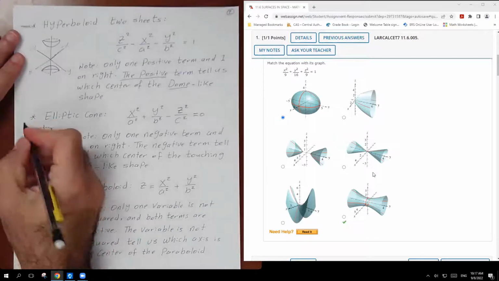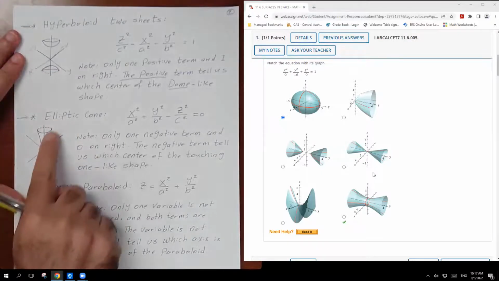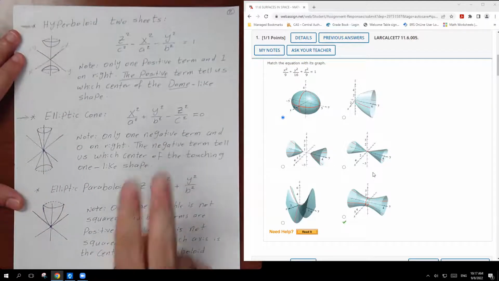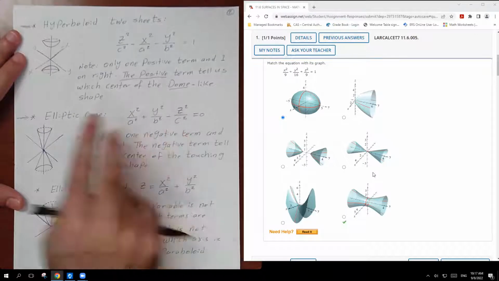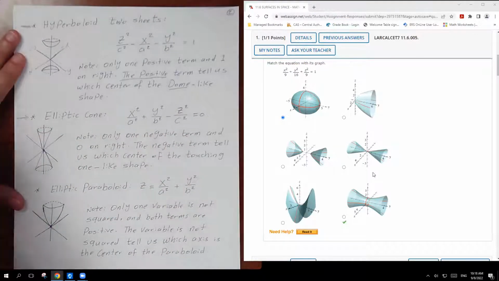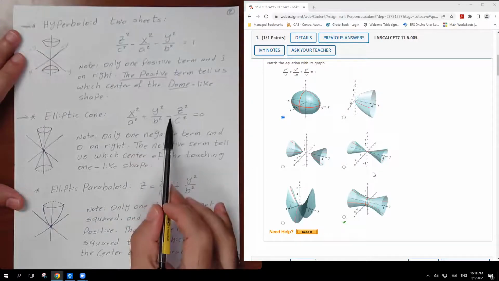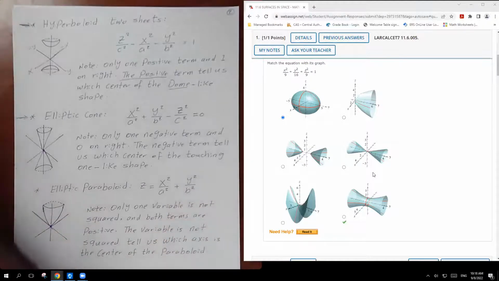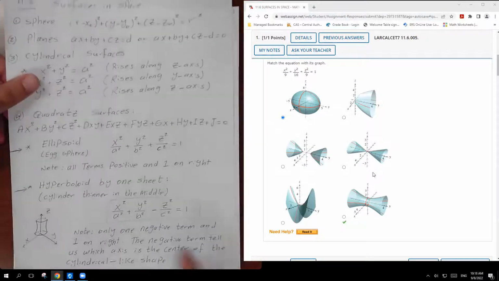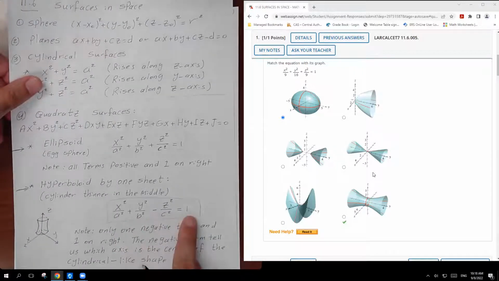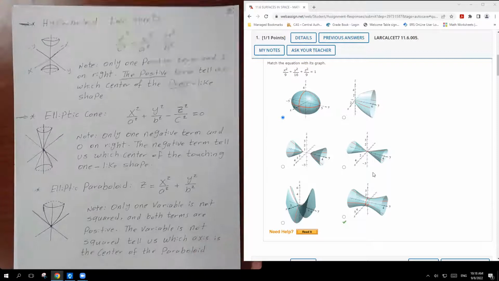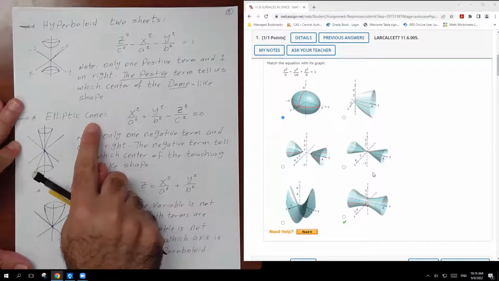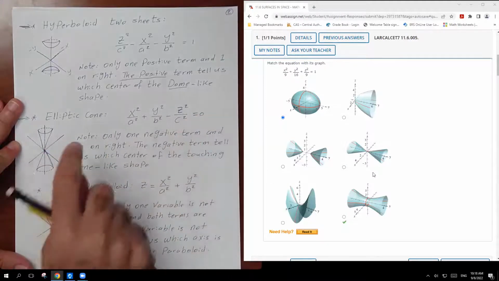Elliptic cone. You see the cone? This is cone, this is the dome. Here's the difference, so you have to be careful between this one and the first one, the second one, the cylinder. Now we have also one negative term, but this side is 0. So that's the difference between the cylinder. You see the cylinder, I have one negative term, but this side is 1. So the only shape with the right side equals 0 is the cone. So when you have 0, keep in your mind it's going to be cone, elliptic cone.